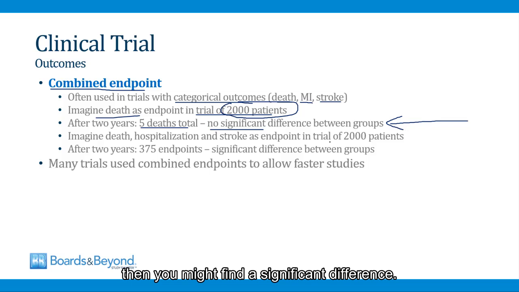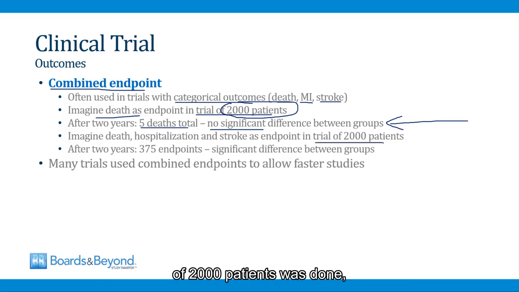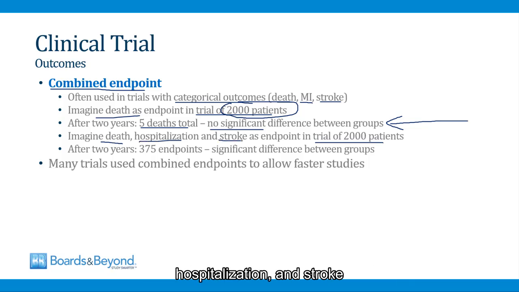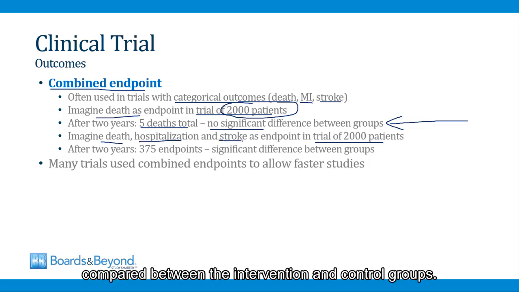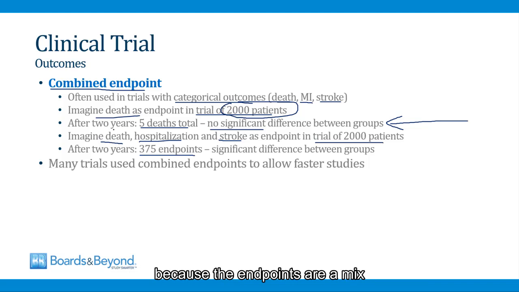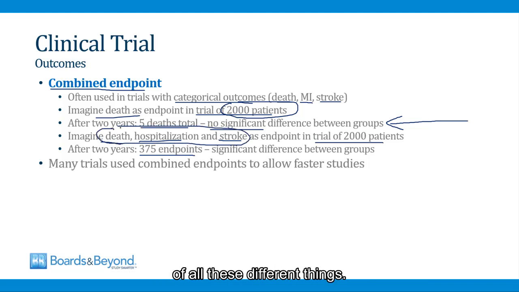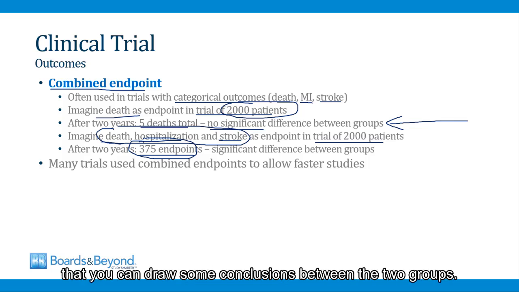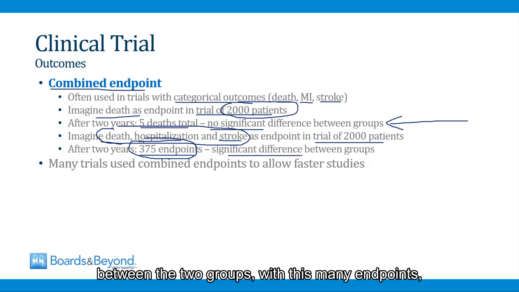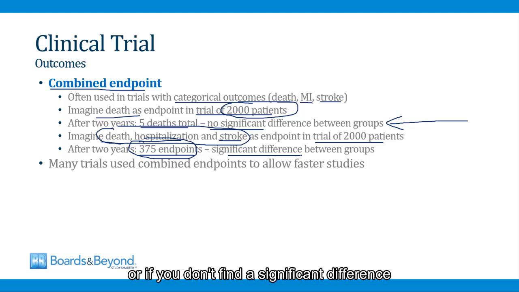Now consider what would happen if the same trial of 2,000 patients was done, but instead the endpoint was the rate of death, hospitalization, and stroke compared between the intervention and control groups. Now, after 2 years, you might have 375 endpoints because the endpoints are a mix of all these different things. And when you have 375 endpoints, now you have enough outcomes that you can draw some conclusions between the two groups. You might find a significant difference between the two groups with this many endpoints, or if you don't find a significant difference, you can believe the result because enough outcomes have occurred in the two study populations.